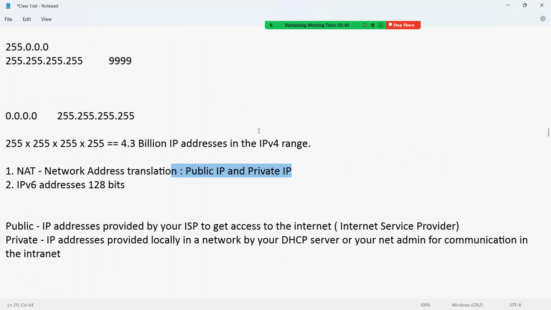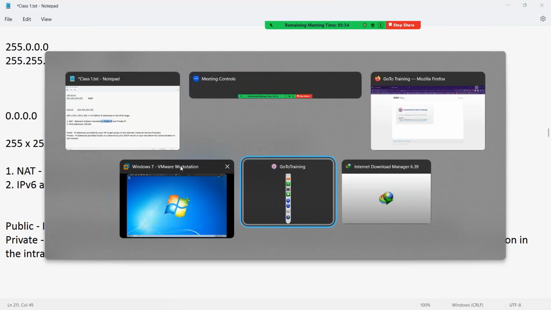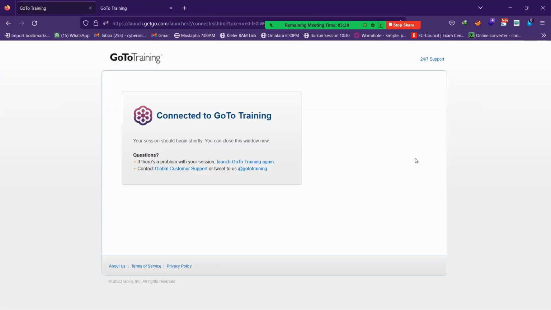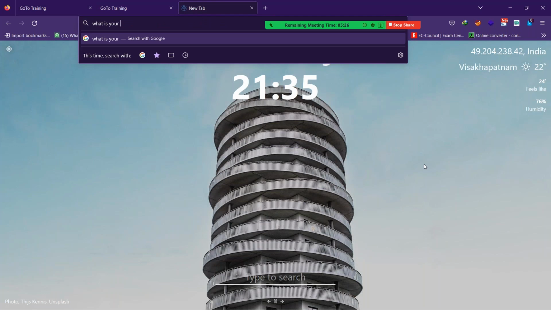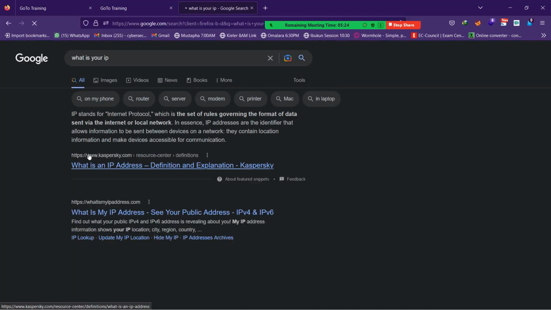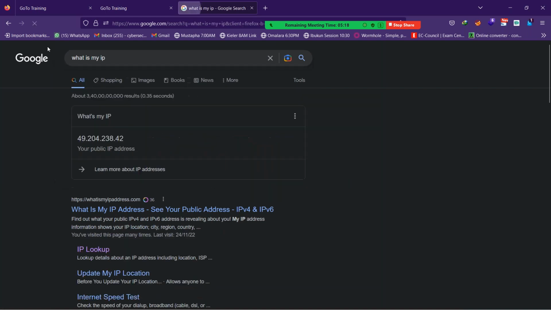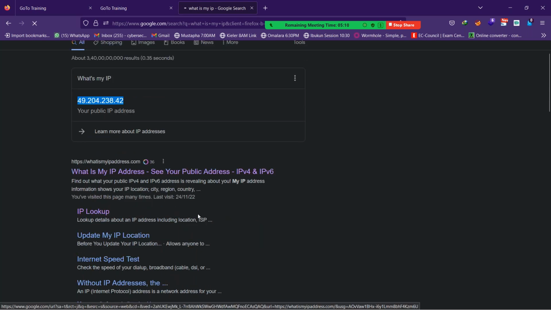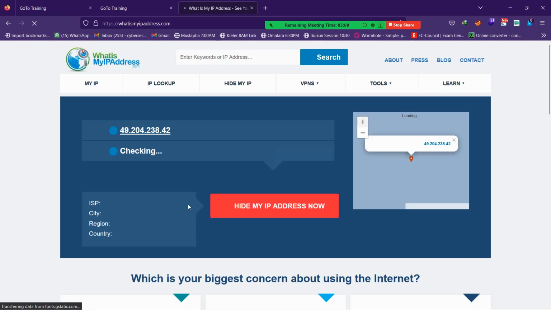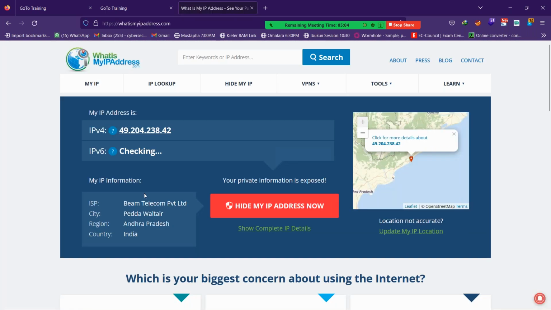Now if I show this practically, guys, if you want to check your public IP, just go to your browser and search for what is my IP. That is going to show you your exact public IP. You can see this shows me a public IP address, 49.204.238.42. If I click on any of these websites, it will also tell me what my ISP is. Right now I'm from Andhra Pradesh, and the ISP that I'm using is Beam Telecom, Act 500.